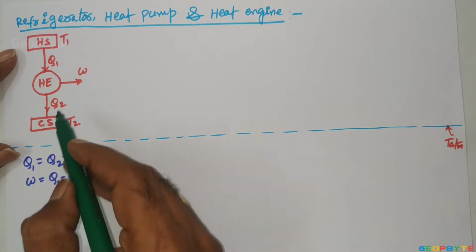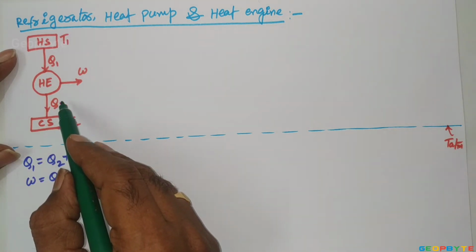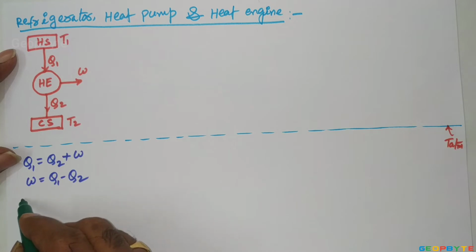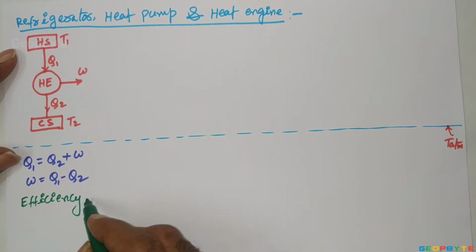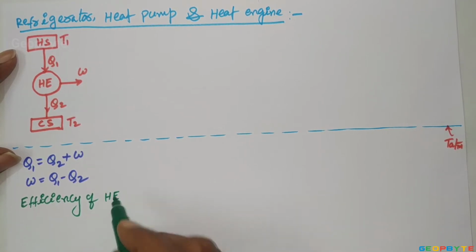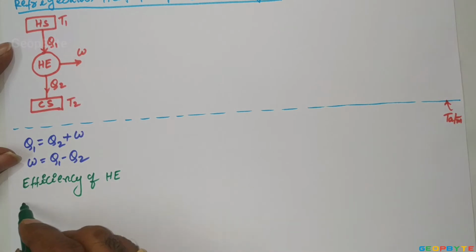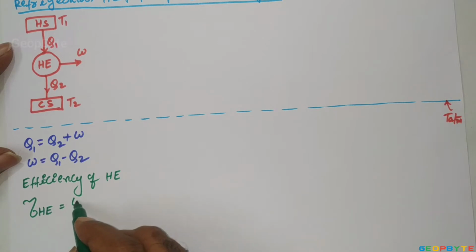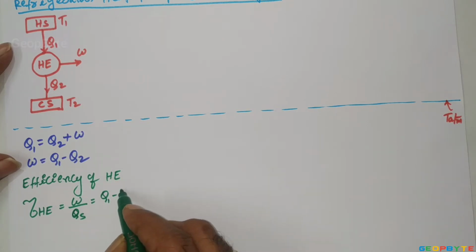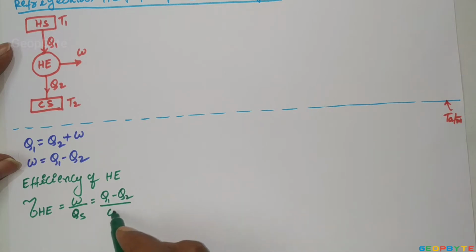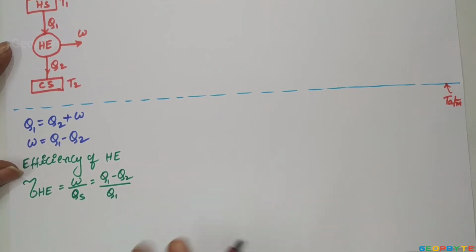Now, the performance of the heat engine is measured in terms of efficiency. The efficiency of the heat engine is denoted by eta. Eta for the heat engine equals work output by heat supply to the system. The work output is Q1 minus Q2, divided by heat input Q1. Here Q1 is the heat supply to the system, Q2 is the heat rejected from the system.